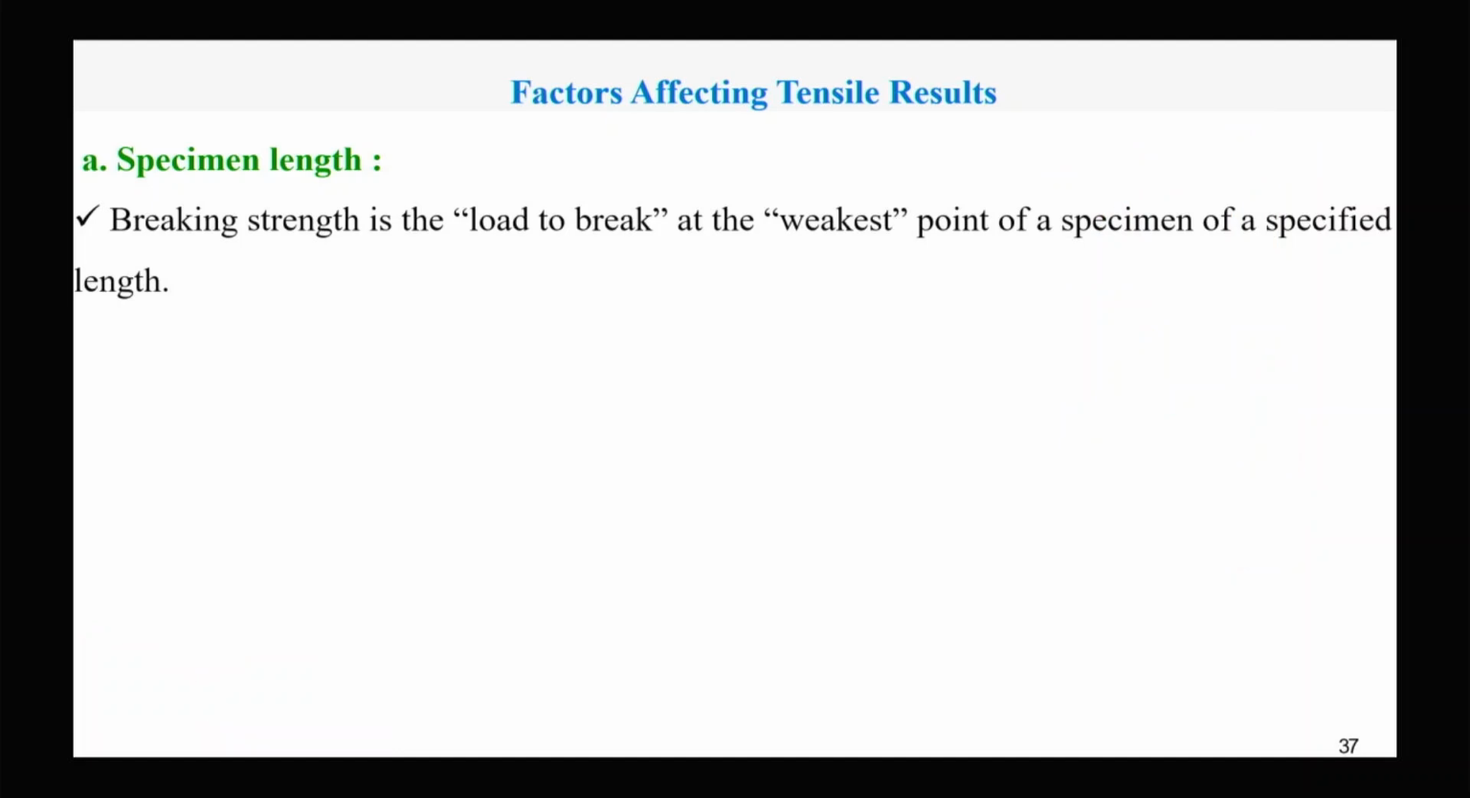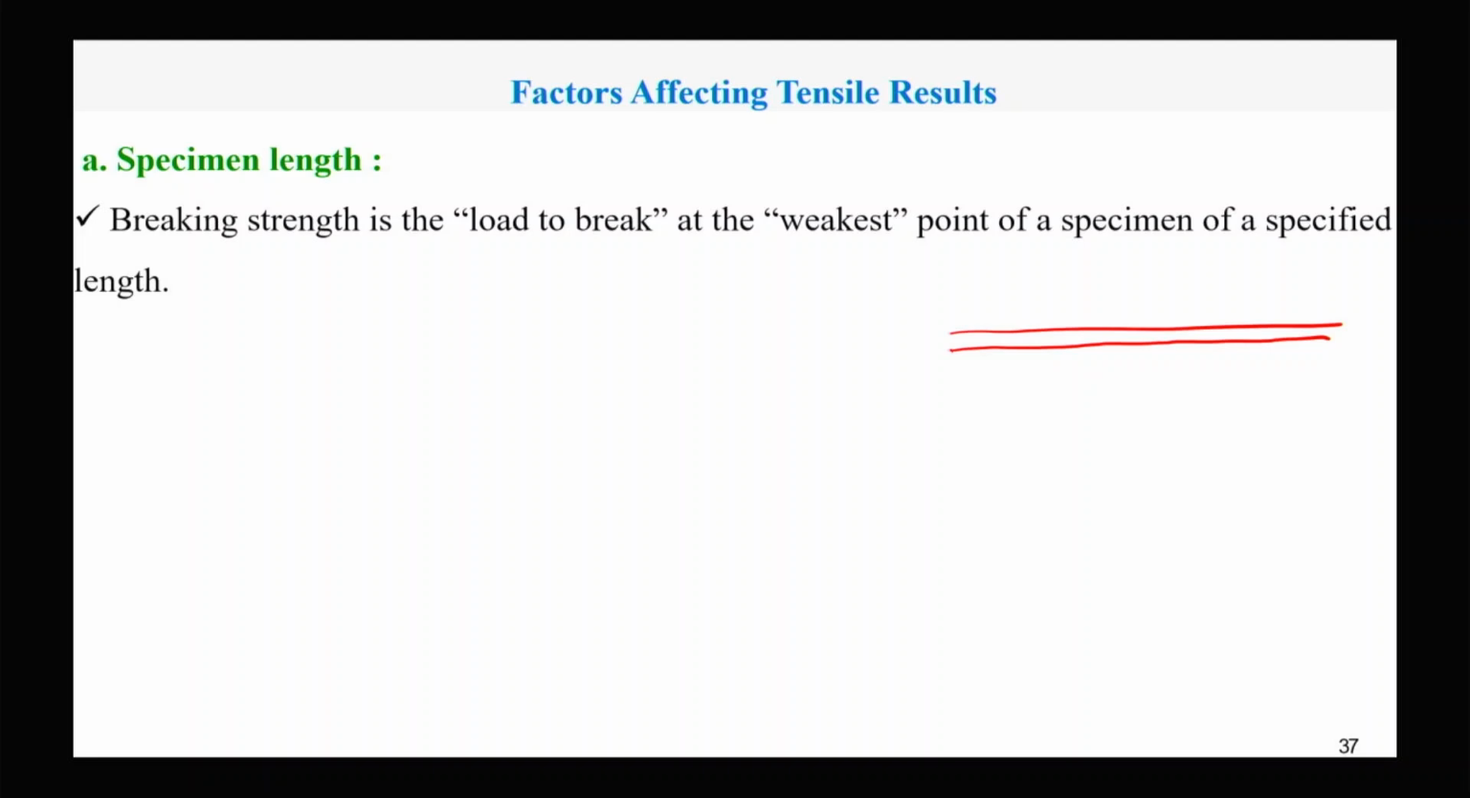Here, the materials we are considering, it's not about uniformity. For any uniform material, 100% uniform, there is no non-uniformity. If we change the gauge length, we should get exactly the same strength.